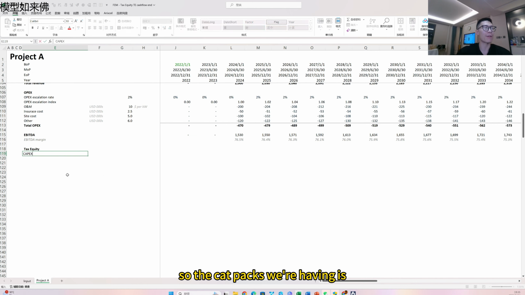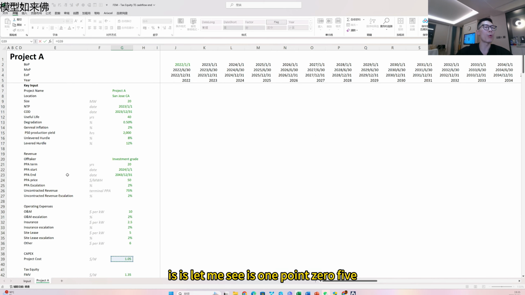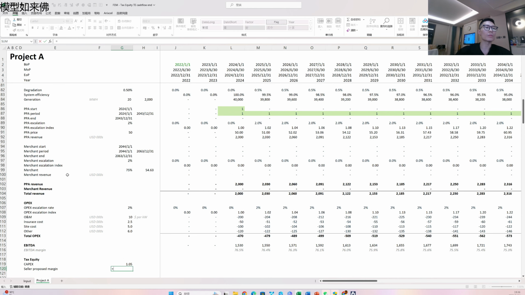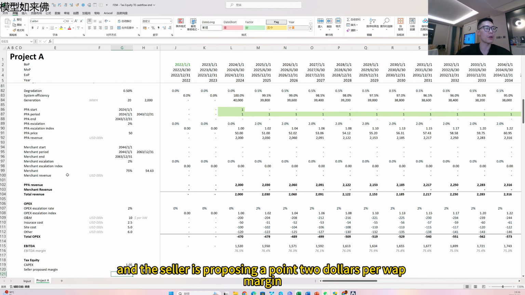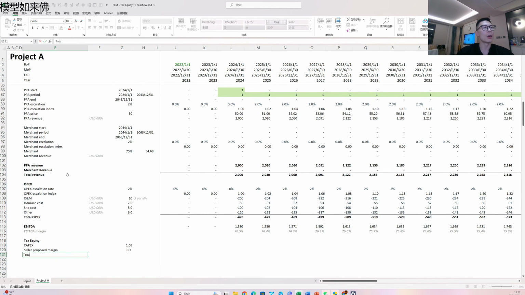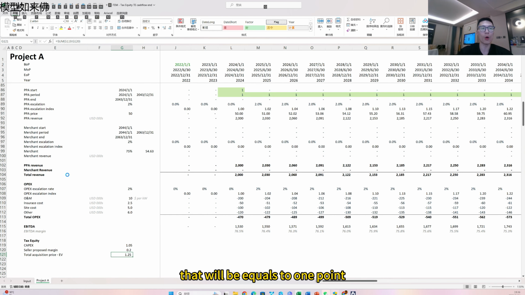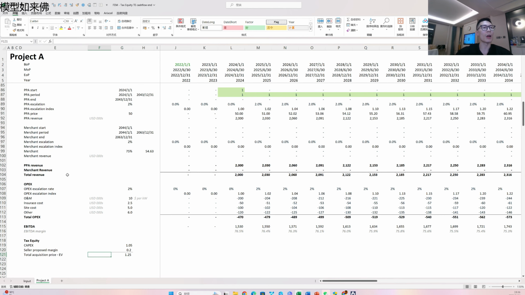So the capex we're having is, let me see, it's 1.05, and we're also having a seller proposed margin, and the seller is proposing a $0.2 per watt margin. So the total acquisition price, which is in form of the EV at cash-free, debt-free basis, will be equal to $1.25 per watt. We'll keep that.